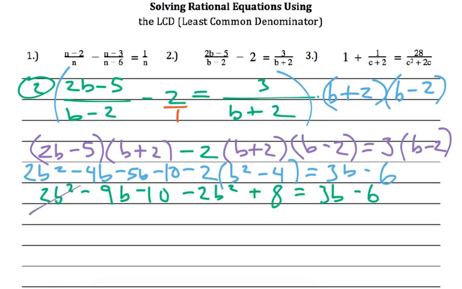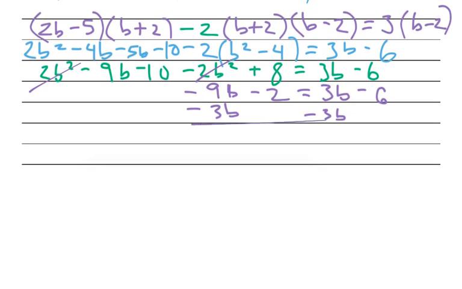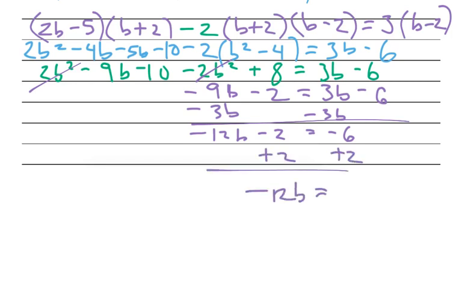I will simplify the left. The 2b squareds cancel out. And then I'm going to have negative 9b minus 2 equals 3b minus 6. This time I'll subtract and not even worry about having a negative. So I'll have negative 12b minus 2 equals negative 6. Add 2 to both sides, and I'll have negative 12b equals negative 4, which means that b will be 1/3.